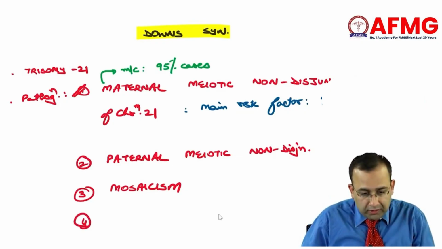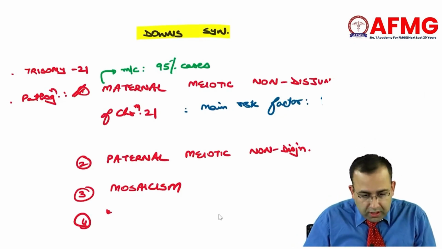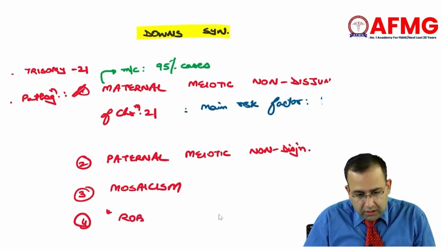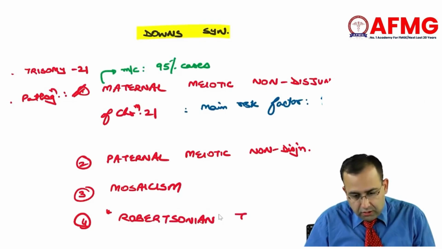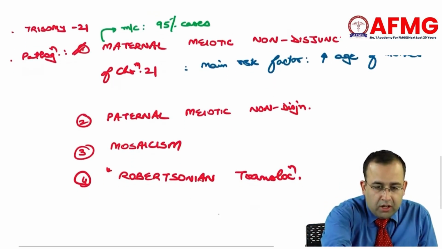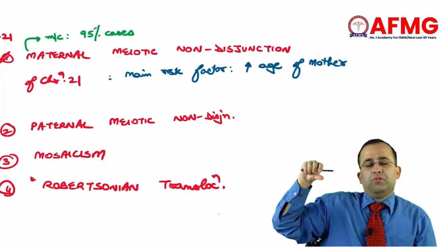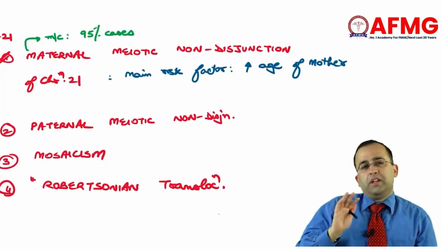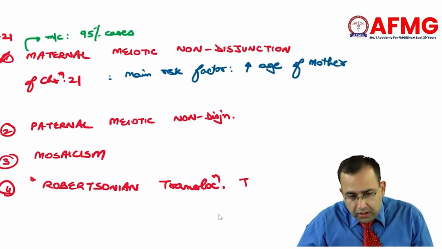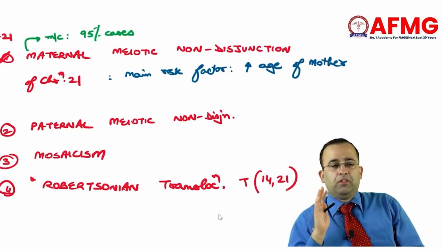And lastly, put a star. Lastly, Down syndrome is also associated with Robertsonian translocation 14;21. Translocation means one part of the chromosome goes to other and vice versa. Just write it at present. We'll see what we mean by this in extensive detail in just 10 minutes.